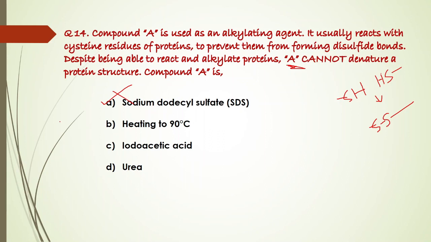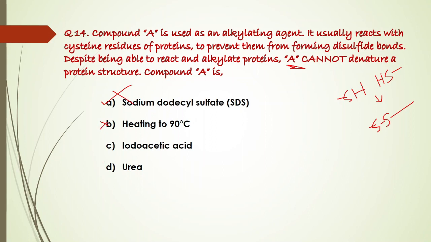So again, heating to 90 degrees has the ability to denature a protein. Also, simply heating the protein molecule will not magically alkylate the cysteine residues. It will not magically cause any chemical reaction. So our option B is incorrect again.